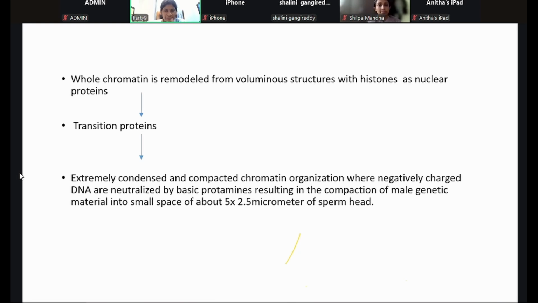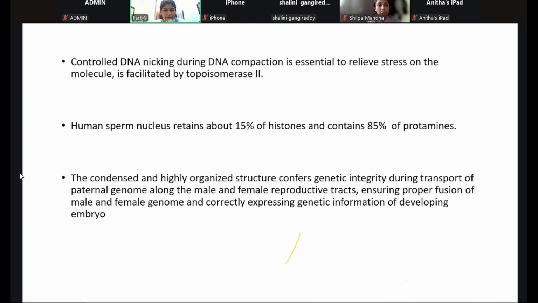So these are the changes which happen when the spermatid becomes a spermatozoa. Basically, the DNA becomes highly condensed, so that when it passes through the tract, the nucleus is not much exposed to oxidation. So the DNA damage will be less when it becomes more compact.